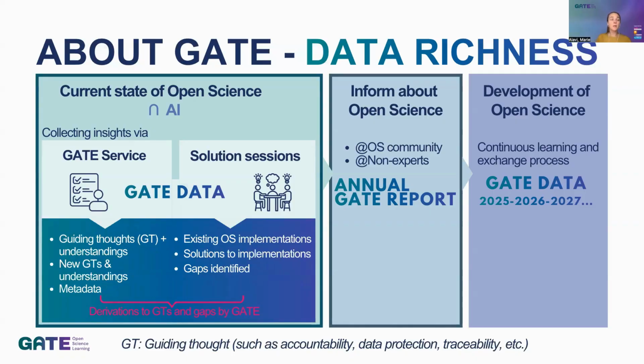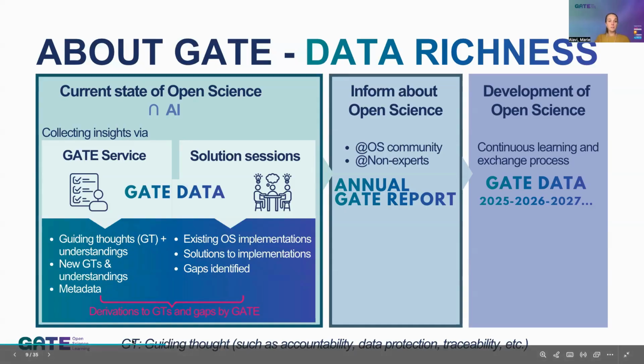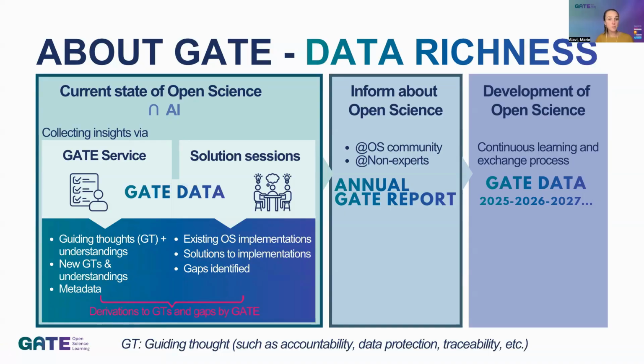On the one hand, the service has the ability to collect the so-called guiding thoughts, which are the principles, the values, the practices of open science. These are terms such as accountability, reliability, and so on. And we are prompting these terms, we are prompting these guiding thoughts. So participants check the boxes. I have implemented transparency, for example, in my work. I have accountability and so on.